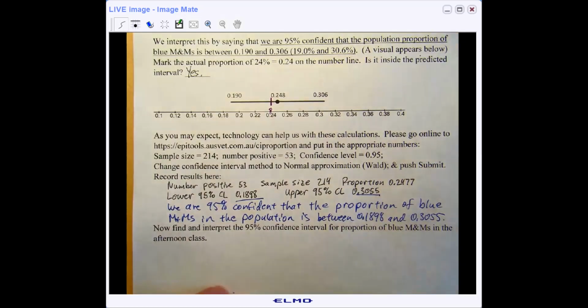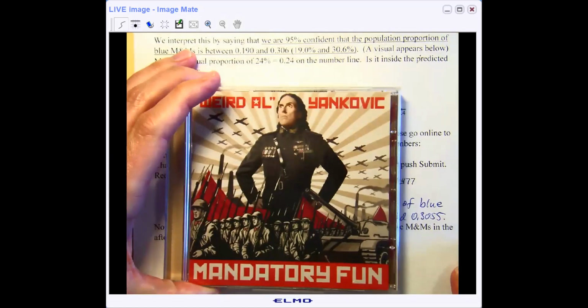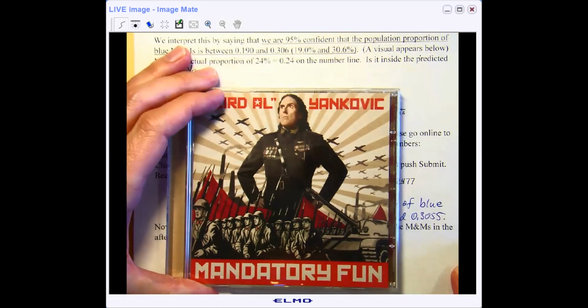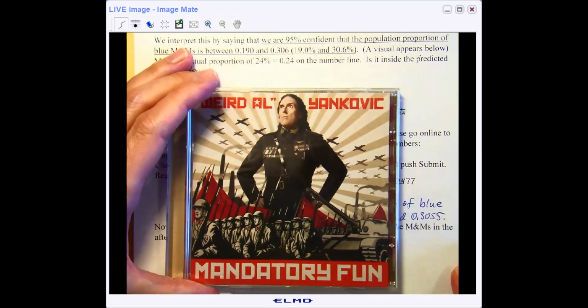Okay, so let me tell you that Weird Al Yankovic is one of my favorite musicians, and here's the latest album I have from him. It's called Mandatory Fun.